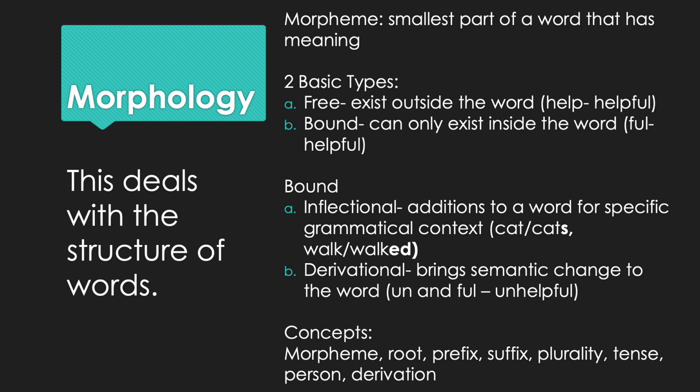For example, cat, cats. The S sound at the end of cat. Walk, walked. The ed at the end of the past tense walked. Or derivational, that is, bringing semantic changes to the word. For example, changing word class. In the example unhelpful, both un and ful are derivational morphemes. Other examples include dis, which in some varieties is now a free morpheme, as in respect, disrespect, or able as in drink, drinkable.